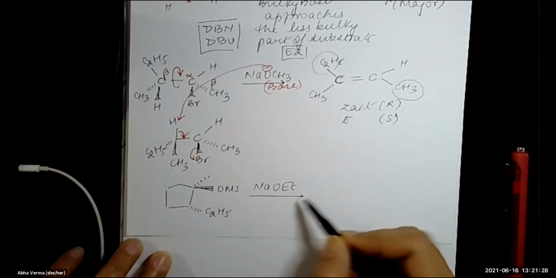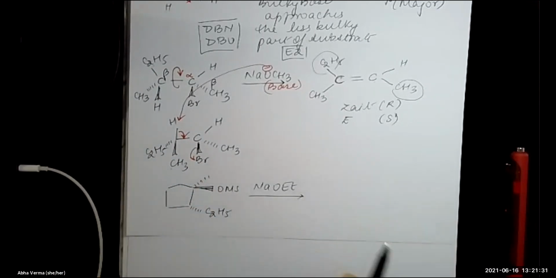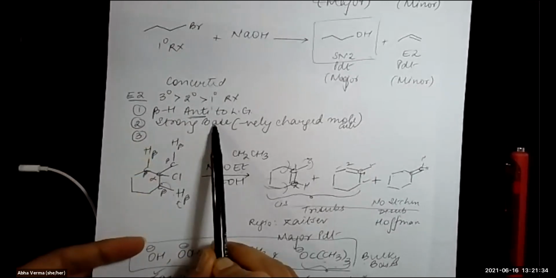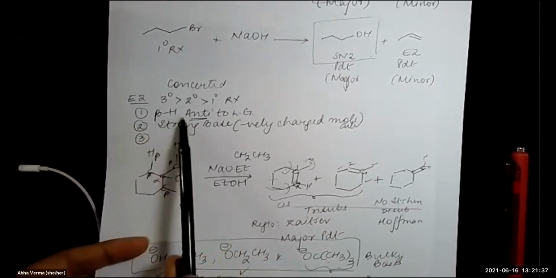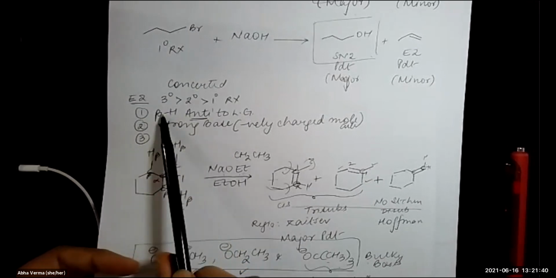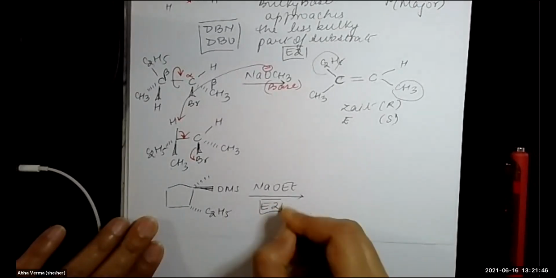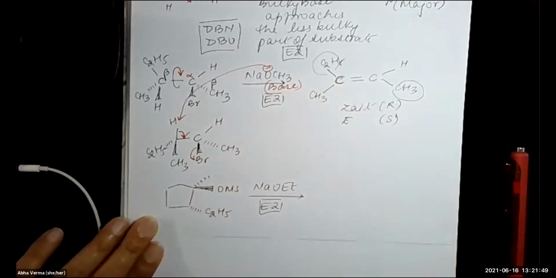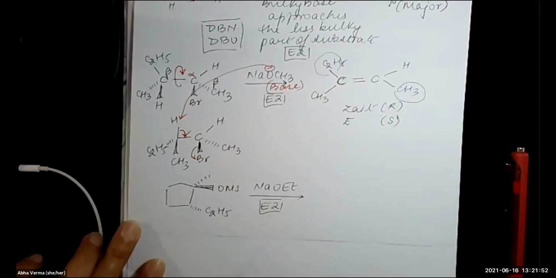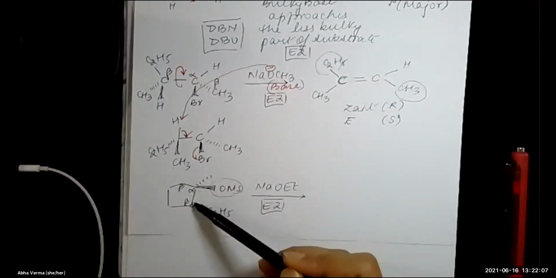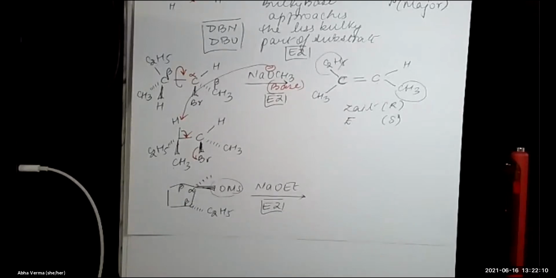So what do I have here? I have a strong base. So there is a probability that E2 will occur. What is the second thing that E2 needs? It needs an anti beta hydrogen. So for an E2 to occur, and this was also E2 by the way, I need an anti hydrogen to this leaving group. This is my alpha carbon, this is my beta carbon, and this is also my beta carbon. If I make a double bond here, I will get a Hofmann. But if I make a double bond here, I will get the Zaitsev, the more substituted alkene.